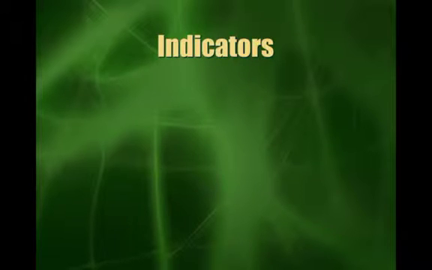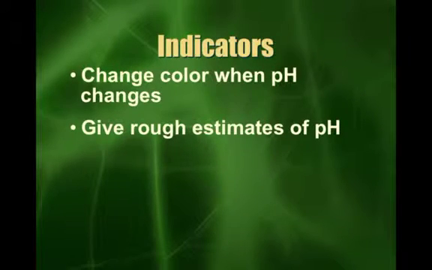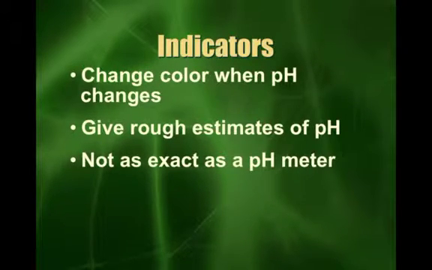All right, let's finish this out talking about something pretty simple here, indicators. Indicators change color when pH changes. This is what I was talking about with pH paper. You dip a piece of pH paper in a solution, and based on what color it turns, it's going to tell you what the pH level is. It's just a rough estimator. It doesn't give you an exact answer because it's a color, and colors are going to be tinted differently. It's not as exact as a pH meter. A pH meter is a device you put into the solution, and it reads exactly what the pH is.